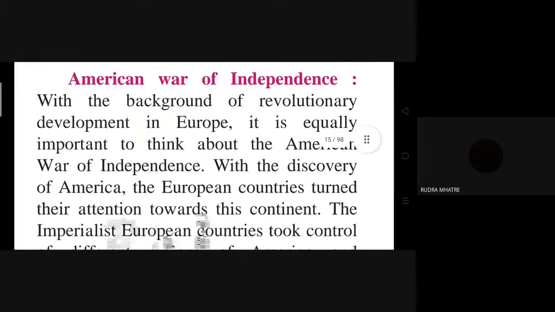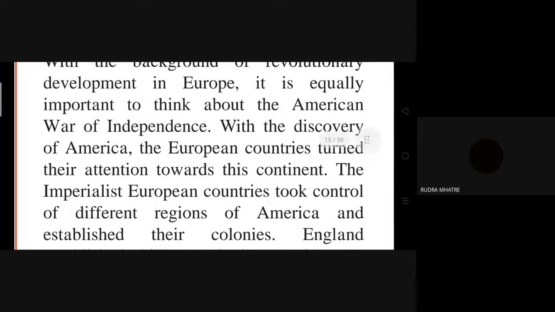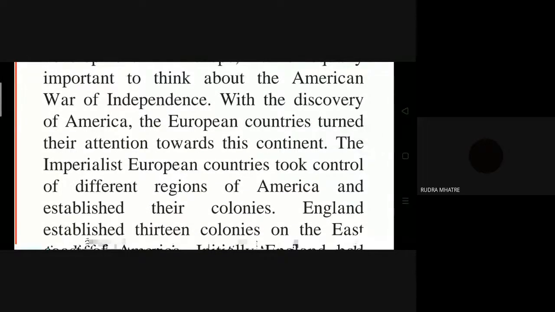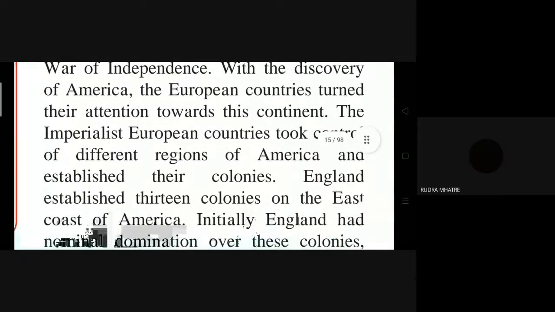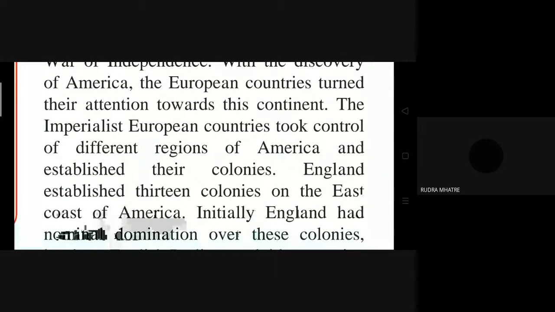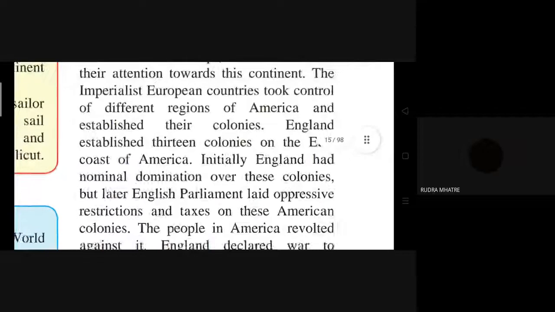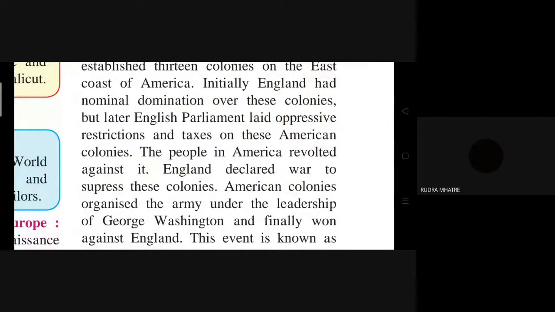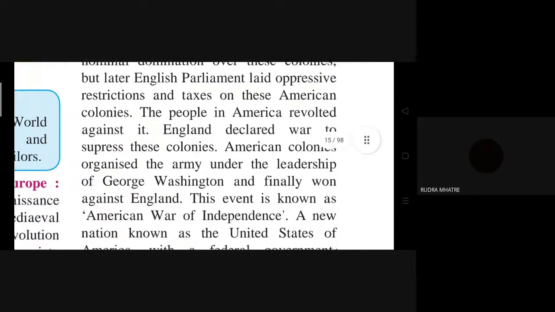American War of Independence. With the background of revolutionary development in Europe, it is equally important to think about the American War of Independence. With the discovery of America, the European countries turned their attention towards this continent. The imperialist European countries took control of different regions of America and established their colonies. England established 13 colonies on east coast of America. Initially, England had normal domination over these colonies, but later English Parliament laid oppressive restrictions and taxes on these.